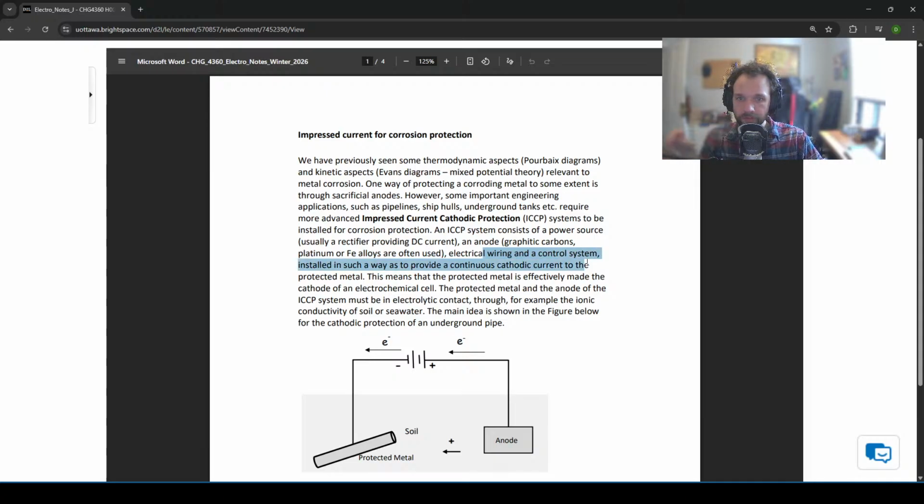A continuous cathodic current to the protected metal. This means that the protected metal is effectively made the cathode of an electrochemical cell. I got cat hair in my mouth. The protected metal and the anode of the ICCP system must be in electrolytic contact. Okay.